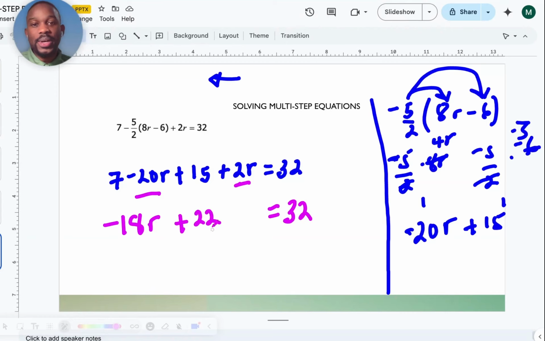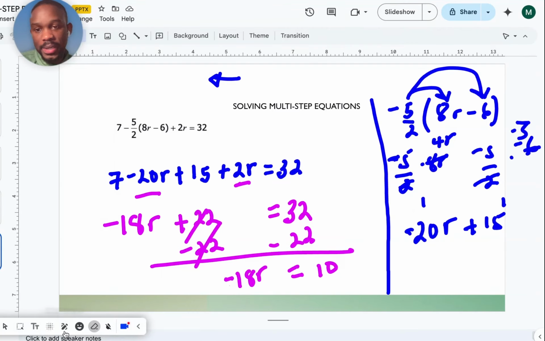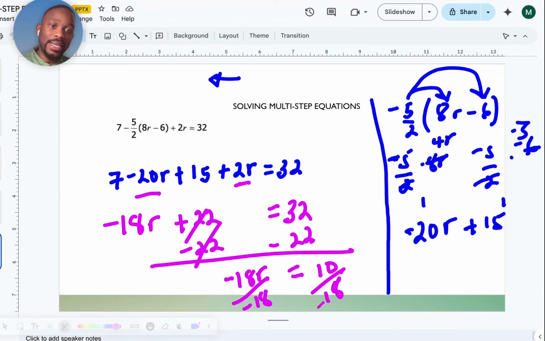So we want to undo that 22. So minus 22 on both sides of the equation, and this would cancel, right? And then we'll be left with negative 18r being equal to 10, right? And what do we do next? Divide both sides by negative 18, and this would cancel. We'll be left with r being equal to negative 10 out of 18.